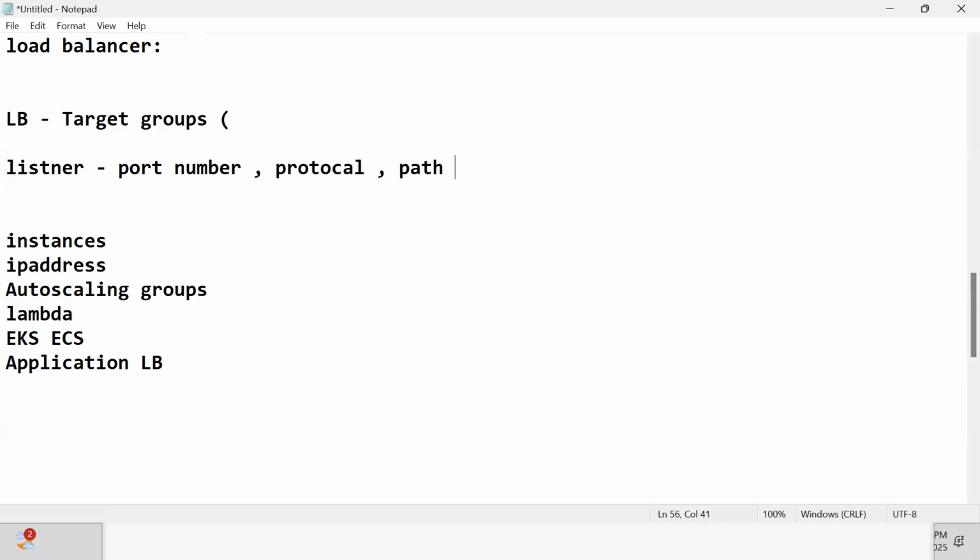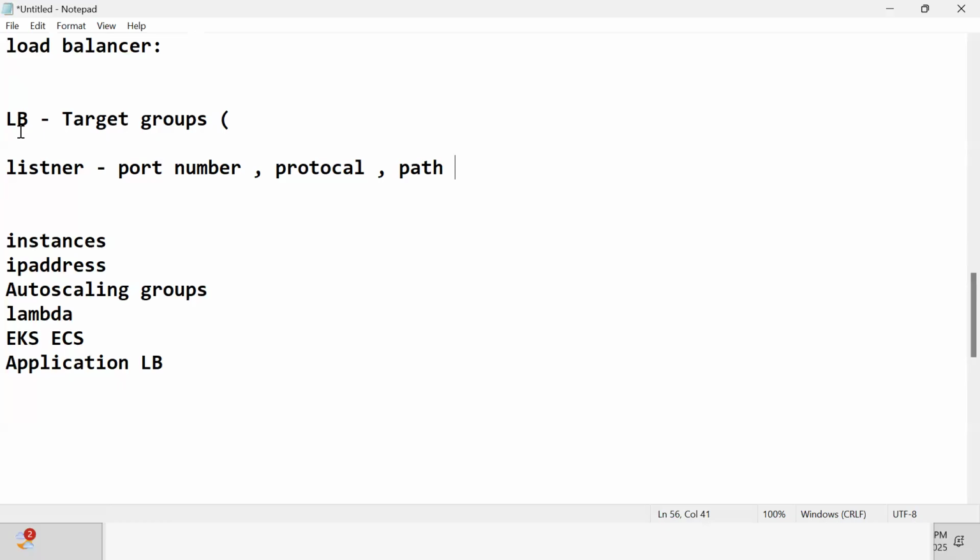On behalf of us, who is going to check that? The ELB is going to periodically check the health of the target using the port number, protocol, and path we have specified. And if the target fails that check, then that target is removed from the load balancing.